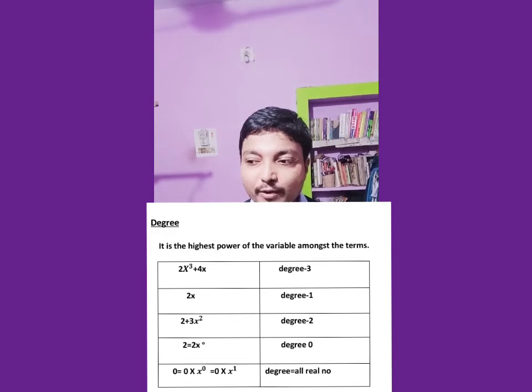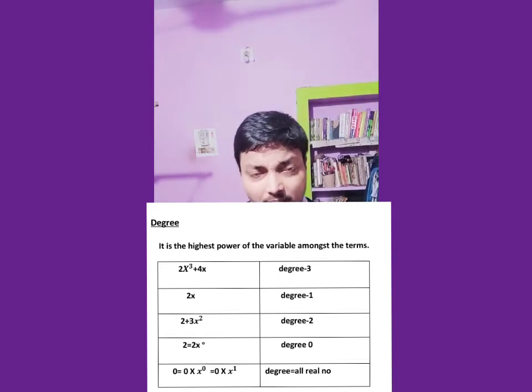Next one is 2x. Only one term is there. So what is the power? It is 100% the greater one, 2x to the power 1. Here the degree is 1. Next one is 2 plus 3x square. So two terms. In the first term, 2 means 2 into x to the power 0. The second one is 3 into x square. The first term has power 0, the second term has power 2. The highest power is 2.